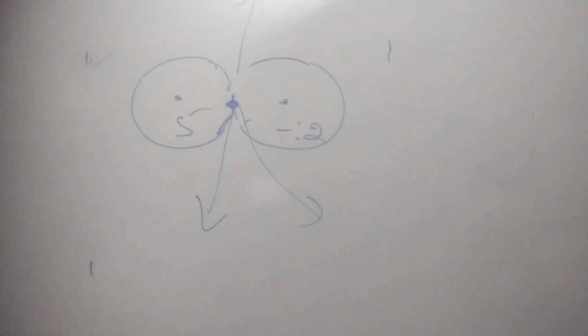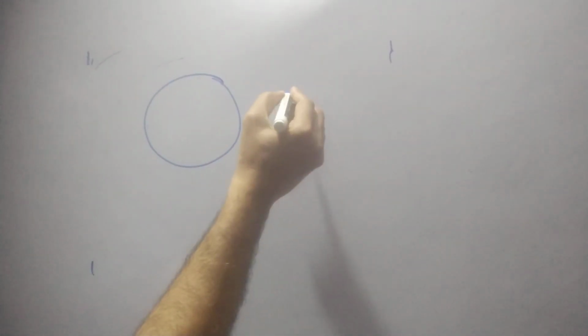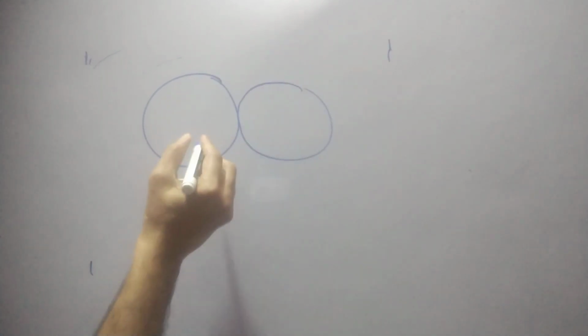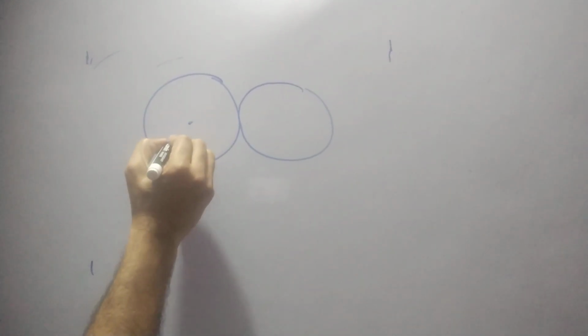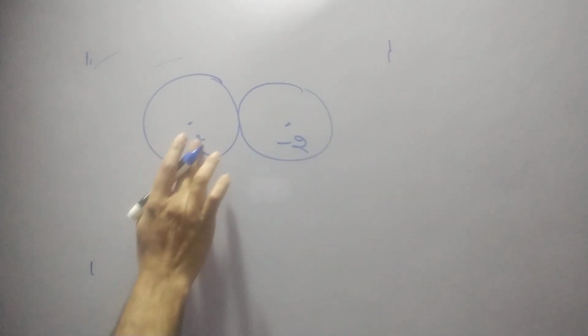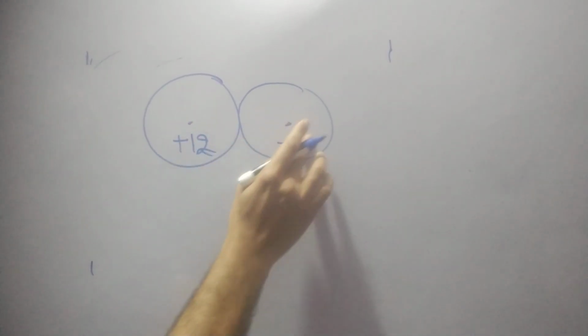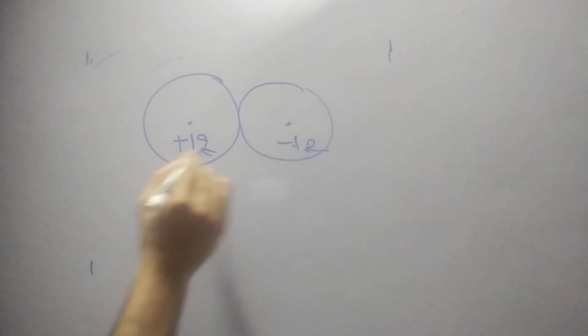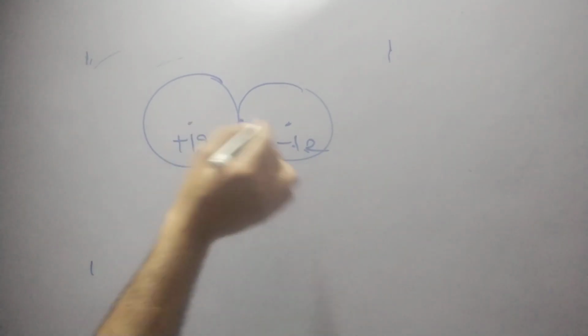So whenever values are equal, what is happening? Your values are equal. Values are equal means this is suppose plus 2, this is minus 2, or anything you can take. Plus 12, minus 12, right? So my plus 12 and minus 12 is 0. 0 means there is no electric field.